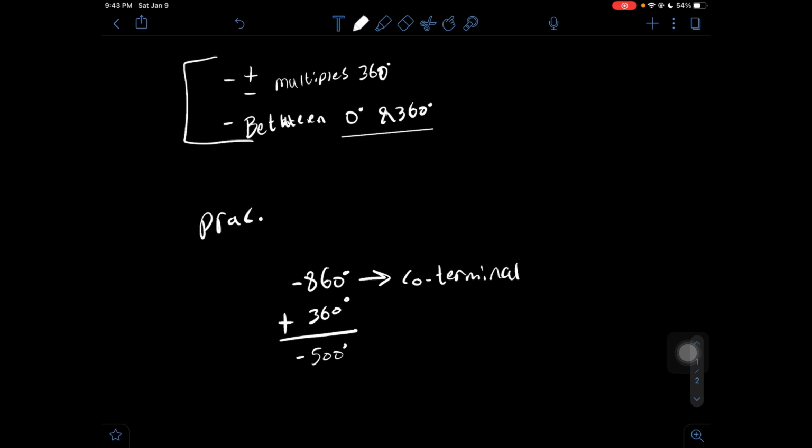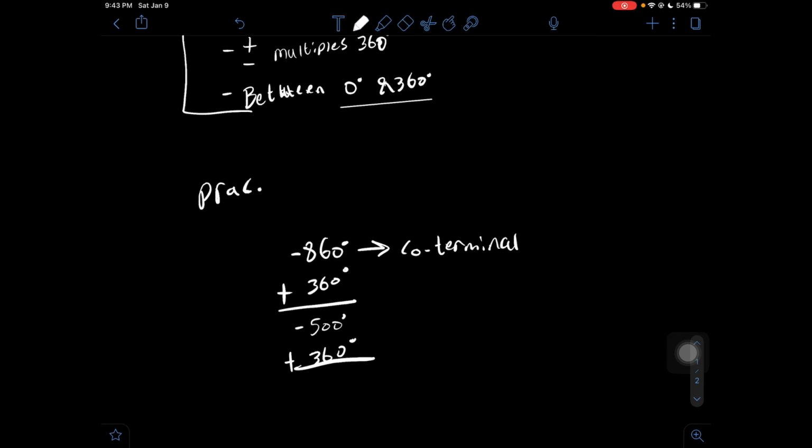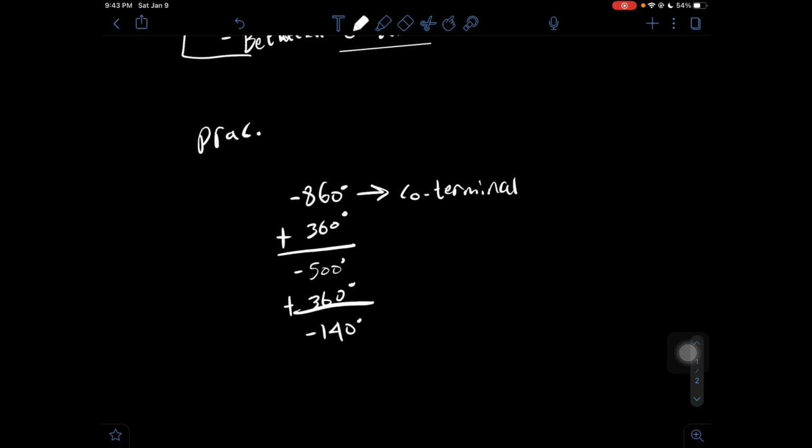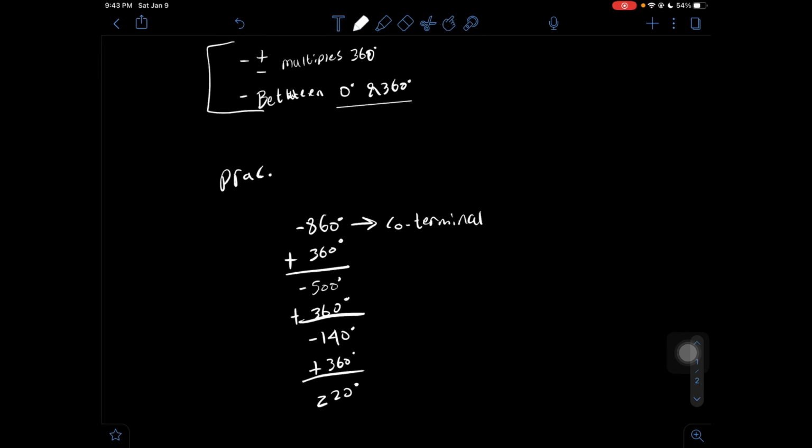Now we can obviously see that this is not between 0 and 360, so we're going to continue adding 360 degrees. Now we have negative 500 plus 360 degrees, which is negative 140 degrees. We're pretty close to 0 now, so we can add another 360 degrees, and we would get positive 220 degrees. And we can see that we have been adding multiples of 360, or 360 itself, because 360 multiplied by 1 is a multiple of 360, and it is just 360. And that's what we have been adding.